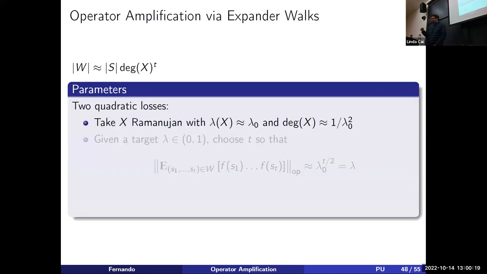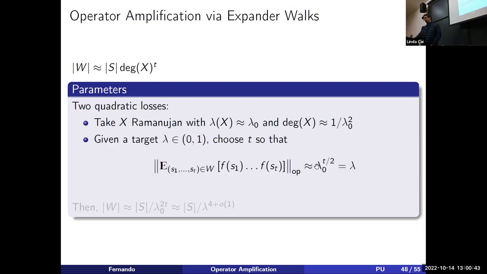Okay, so if you put it in terms of parameters now, for this auxiliary graph, you have interest in taking something that's close to Ramanujan. So if you take this to be about lambda naught, and the degree is going to be about 1/(lambda naught^2), this quadratic trade-off, that's the best that you could hope for here. And the size of this collection is the size of S times the degree to the T, right? That's the number of walks that you have of length T, right?